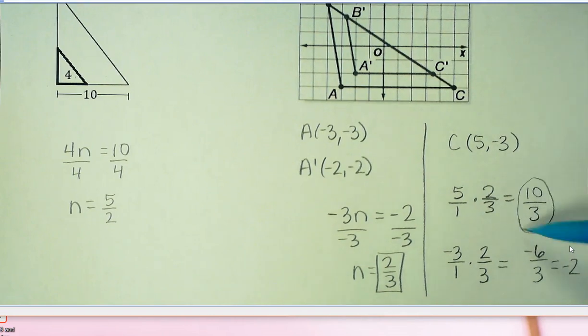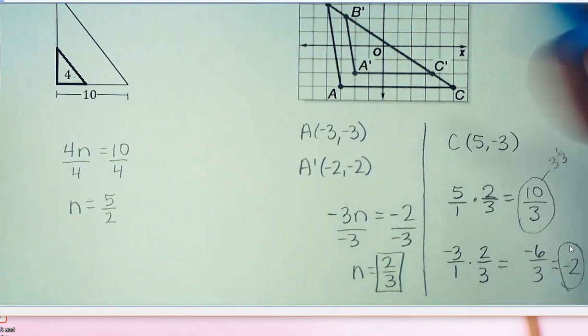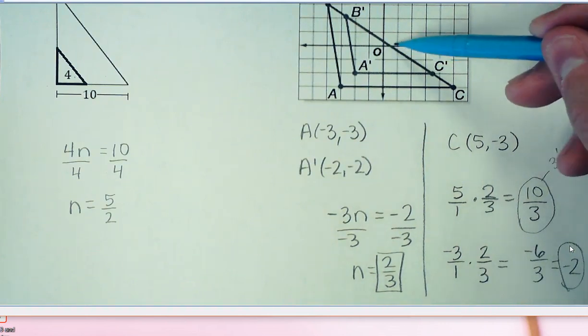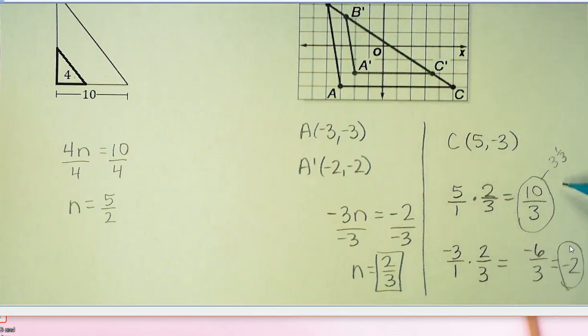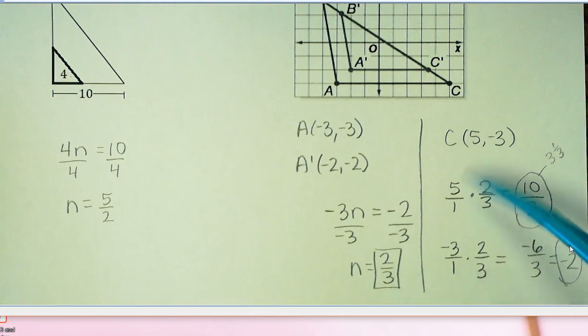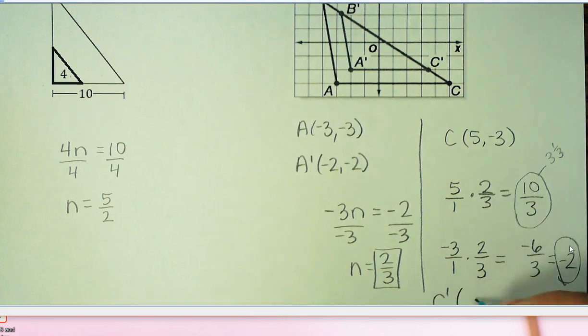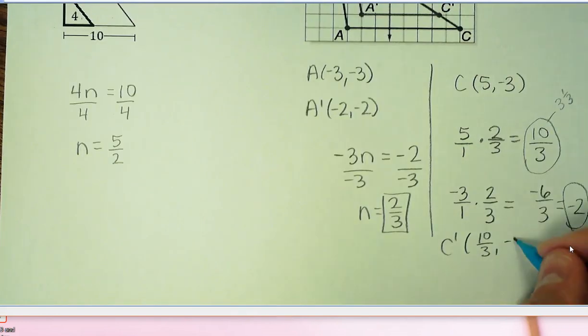10/3, I'm going to go ahead and leave that as an improper fraction. If you want to think about that as like a mixed number, this would be 3 1/3. So I'm just going to kind of look at the graph. This is over 1, 2, 3, and a little bit more, so that makes complete sense. So if you do have a scale factor and you got to multiply, go ahead and leave your result in fraction form. So my c prime would end up being the point 10/3 and then -2.